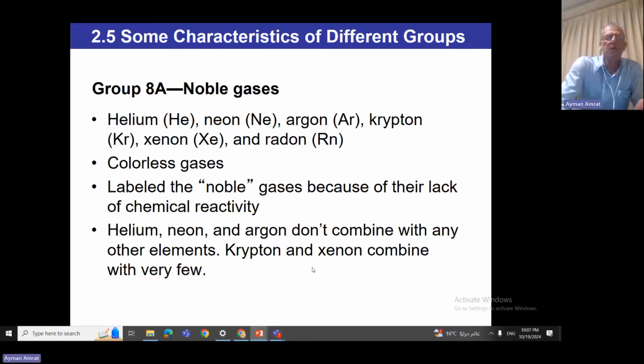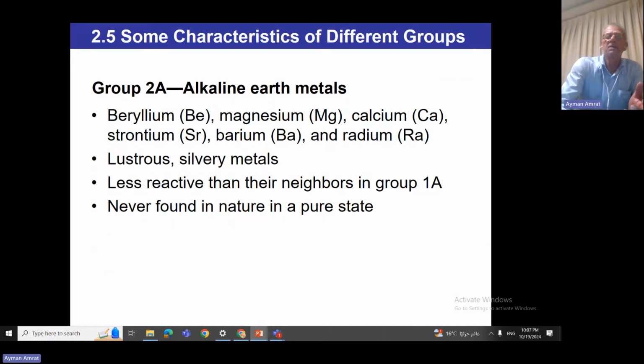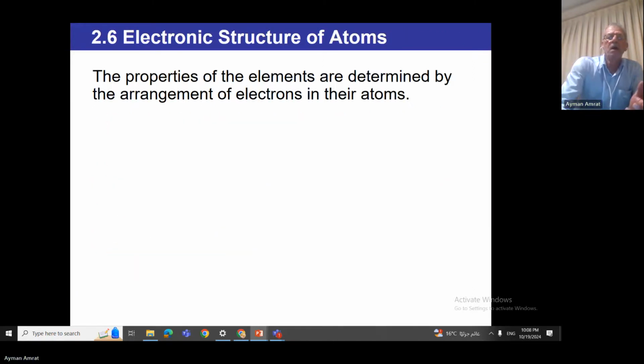These are some examples of groups with common names: group 1A alkali metals, group 2A alkaline earth metals, halogens for 7A, or 8A noble gases. Properties of the elements are determined by the arrangement of electrons in their atoms, called electronic configuration. So the properties of the elements are determined by this electronic configuration, which is the arrangement of electrons in their atoms.